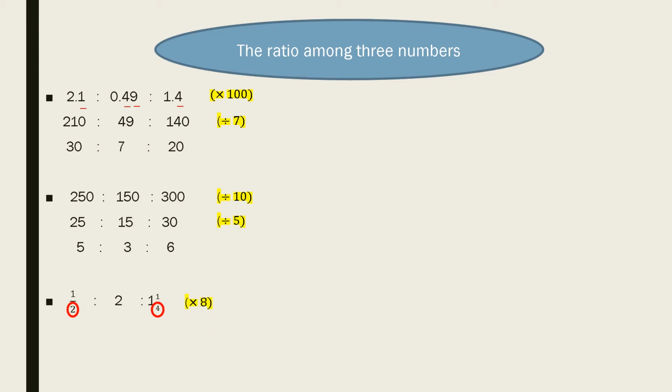Then 8 will convert each fraction into whole numbers. Multiply each term by 8. 1 over 2 times 8 gives the whole numbers 4 to 16 to 10. All of them are even, so we divide by 2 to get the simplest form, 2 to 8 to 5.